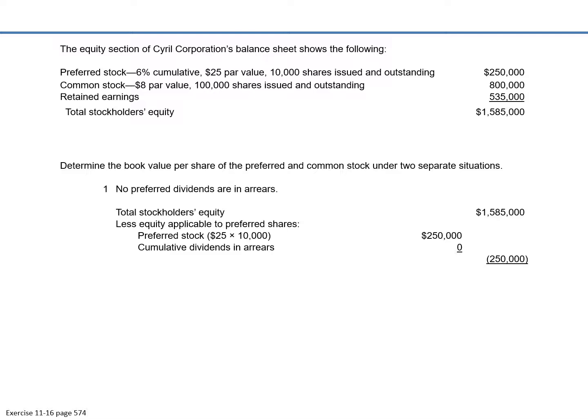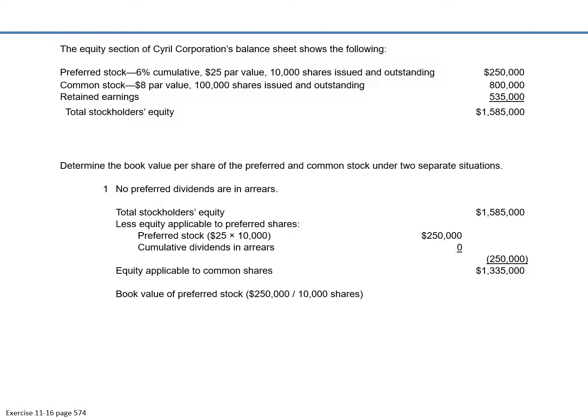So if you take your total stockholder equity less your equity applicable to preferred shares, that gives you your equity applicable to common shares, right? We did that just a couple slides ago. So we have $1,335,000 of total equity applicable to common shares.